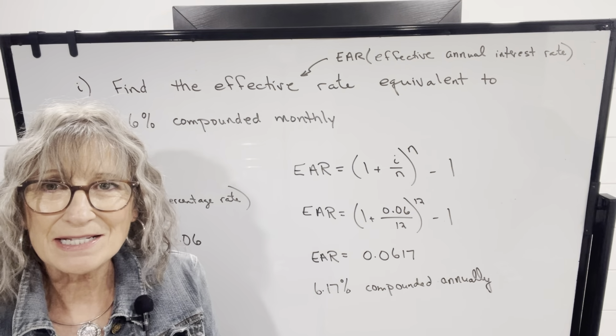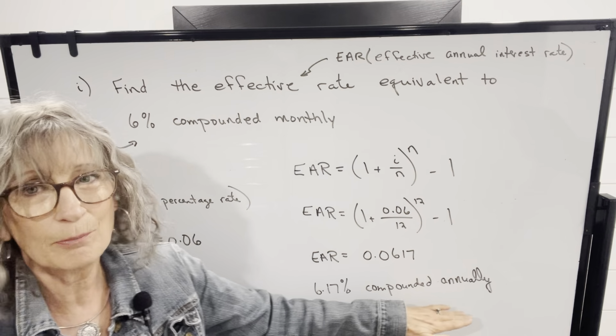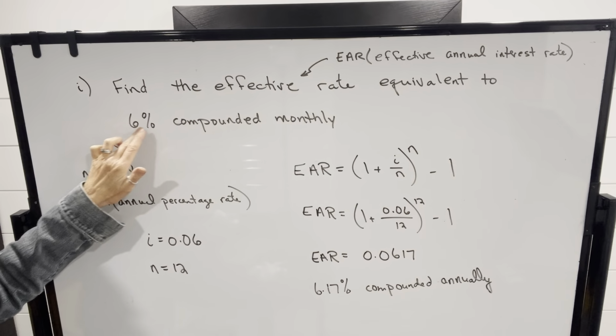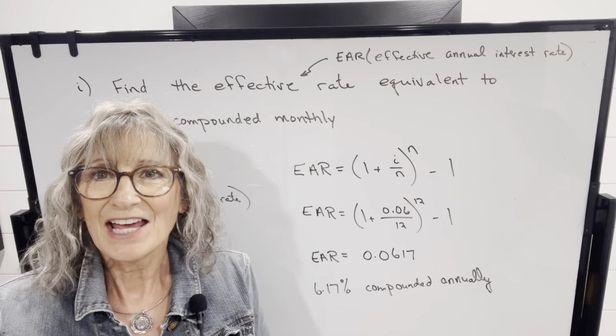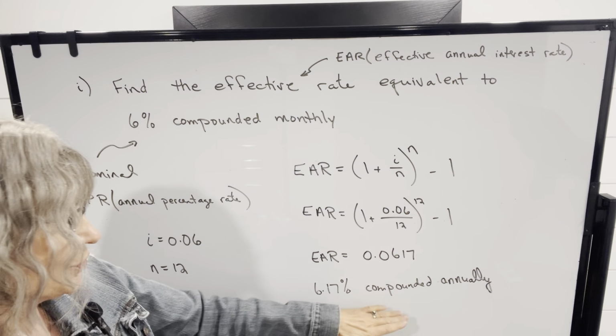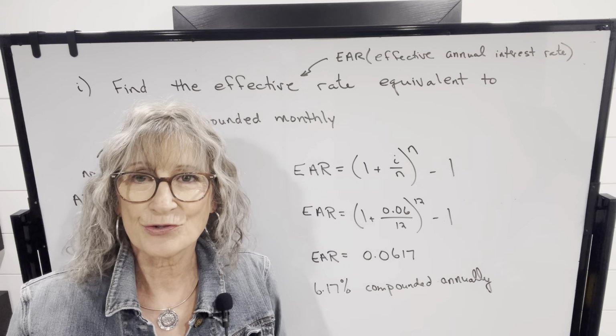So what that means is that if we were to invest our money at 6.17% compounded annually, we would get the very same return as 6% compounded monthly. And if we do that with all of our nominal interest rates, change them into effective rates, then it makes it easy to compare all the different interest rates.